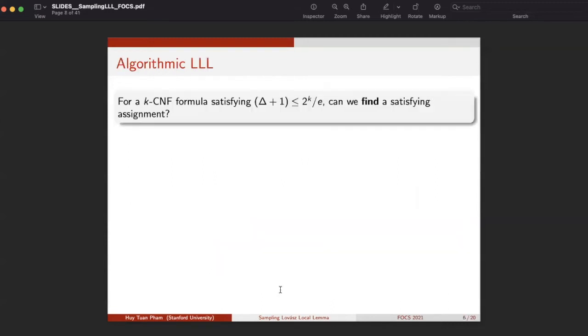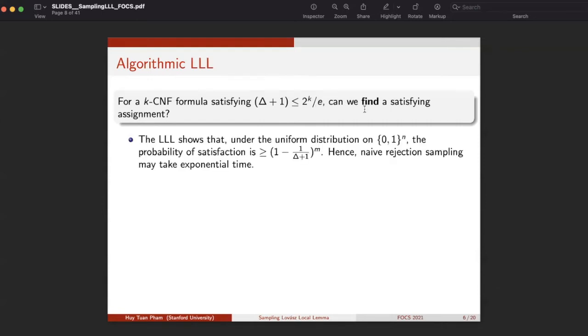Okay, so the Lovász local lemma would imply that there exists one solution, but doesn't tell us that we can find a solution efficiently. So for example, in the case of a k-CNF formula with delta smaller than 2 to the k over e, can we actually find a satisfying assignment efficiently? So even though we have a lower bound on the probability of satisfaction in the Lovász local lemma, naive rejection sampling would not work because in the regime of parameters that we are interested in, that is when k and delta are fixed as constants and m and n are tending to infinity, this probability lower bound is exponentially small.